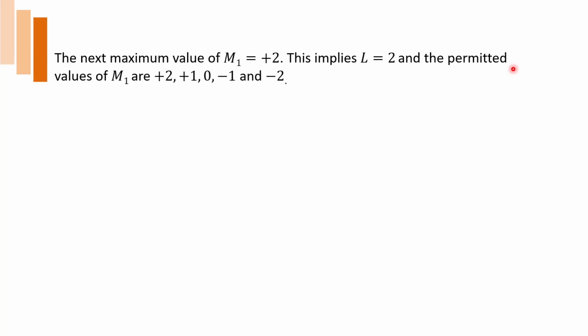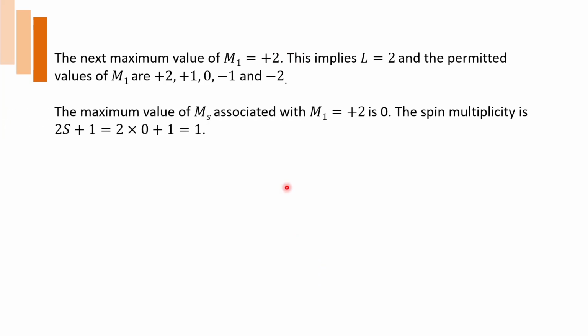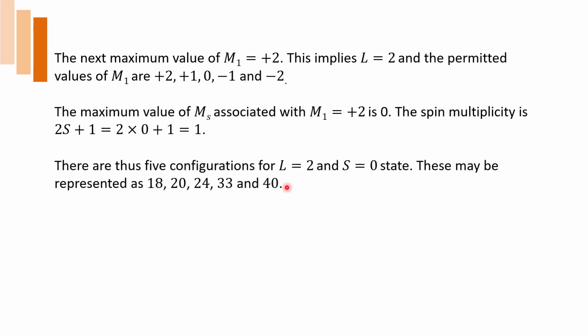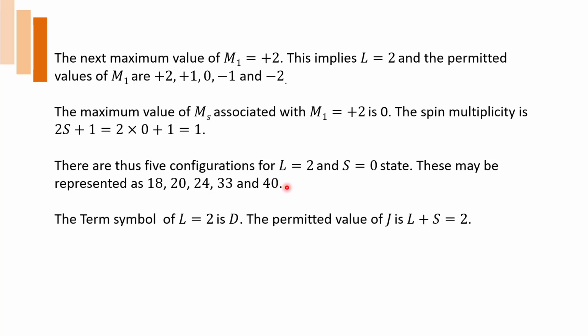Continuing in the same fashion, we have talked about L equal to 3. Now let's talk about the value of ML equal to +2. So if this is +2, then L is equal to 2, and the corresponding values are 2, 1, 0, -1, and -2. And for each value, the maximum value of spin is 0. So it's a singlet state, and therefore there are only 5 unique combinations possible, and they have been discovered for L equal to 2.